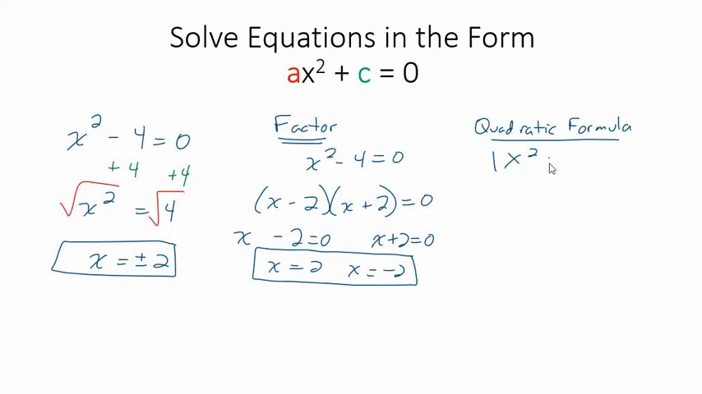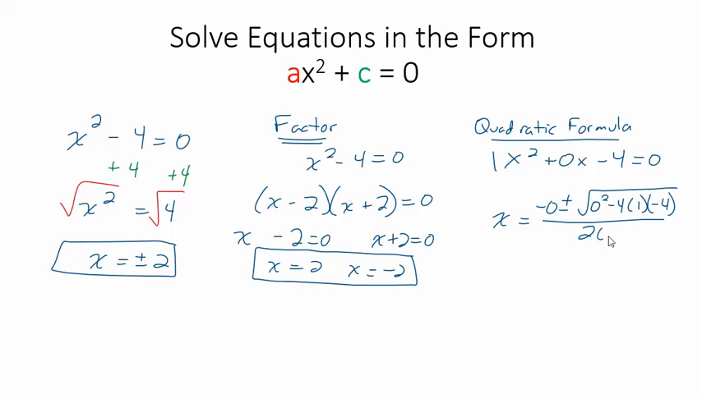So my A value is 1, my B value is 0, and my C value is 4. Let's give it a whirl here. Opposite of B, plus or minus the square root of B squared minus 4 times A, watch your negatives, times C is a negative 4, all over 2 times A. So we get 0 plus or minus the square root of 4 times 4 is 16, minus a negative is a positive 16 over 2. The square root of 16 is 4, divided by 2 is plus or minus 2. There you go, all right?